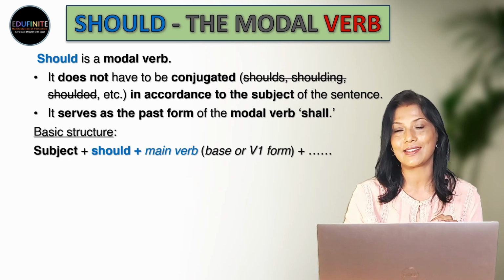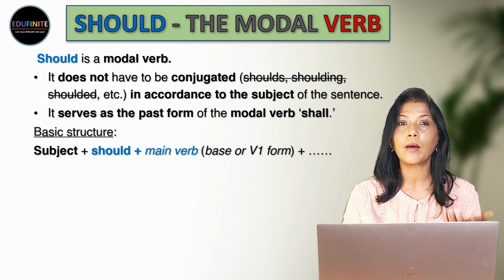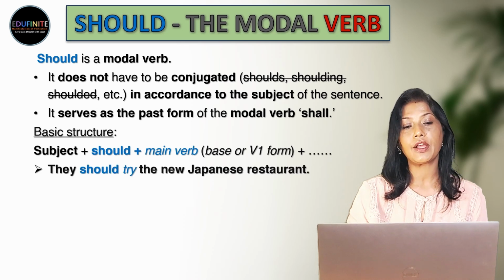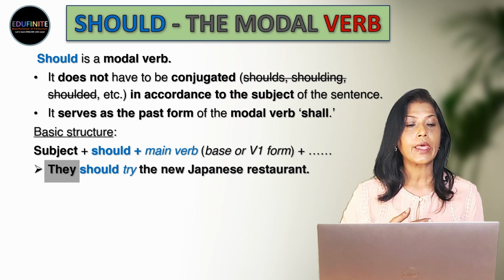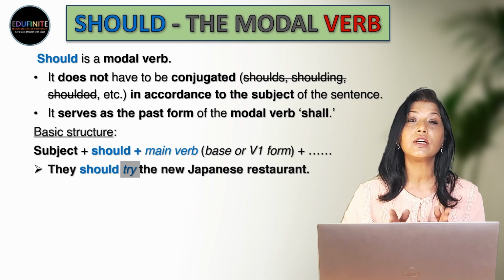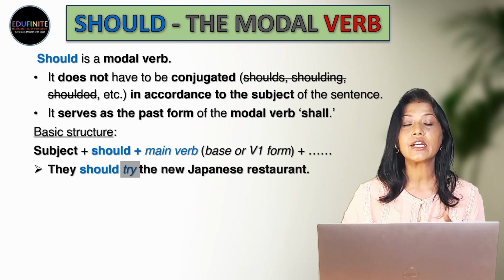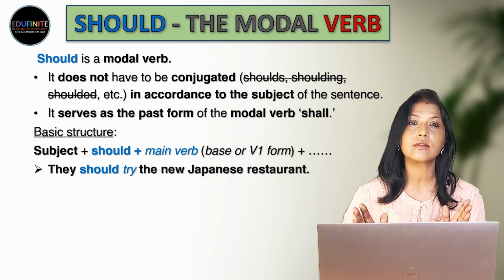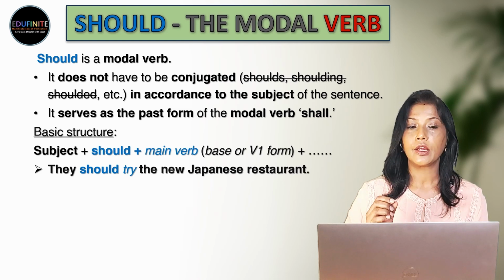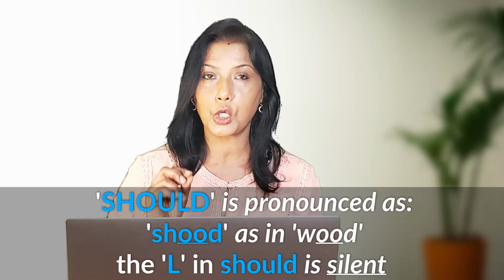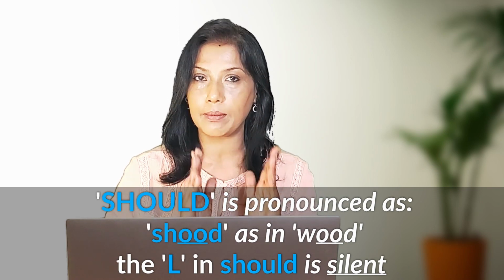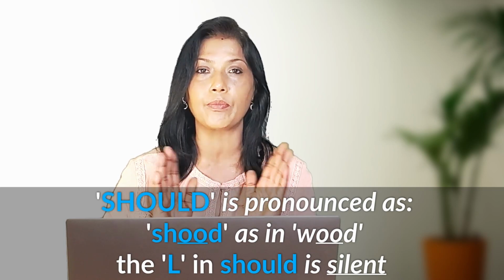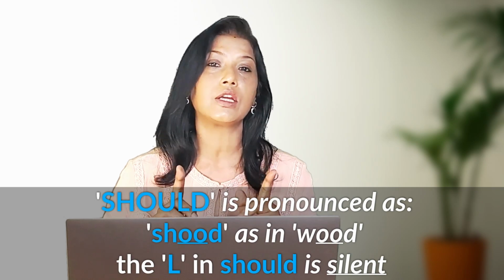Now let's look into some sentences to understand the structure more elaborately. They should try the new Japanese restaurant. Here it's according to the structure. They is the subject, which is third person, and then you have should, and then the main verb should be in the V1 or base form. Here try is the main verb in the base form, then the rest of the sentence, the new Japanese restaurant. And you have to remember one more thing: while pronouncing should, the L is silent. It's almost like would, W-O-O-D, but the W is replaced by SH. So it's SH-O-O-D. There is no pronunciation of the letter L.